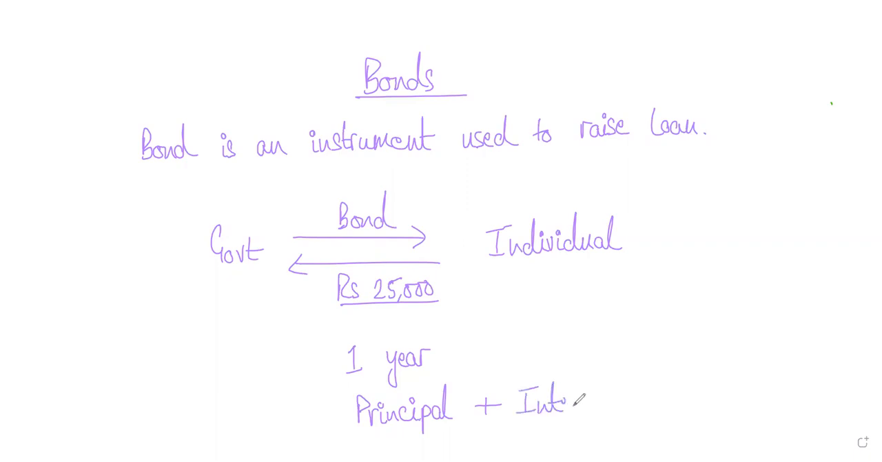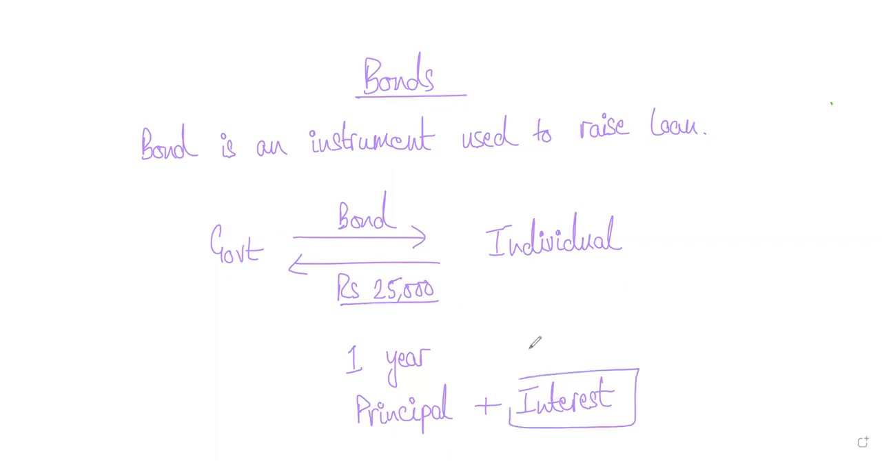So, you can say profit or whatever word you're more comfortable with. After 1 year, you will be able to sell that government bond back to the government, and the government will give you back the principal amount, which is 25,000. And they will also, on top of that, give you interest.